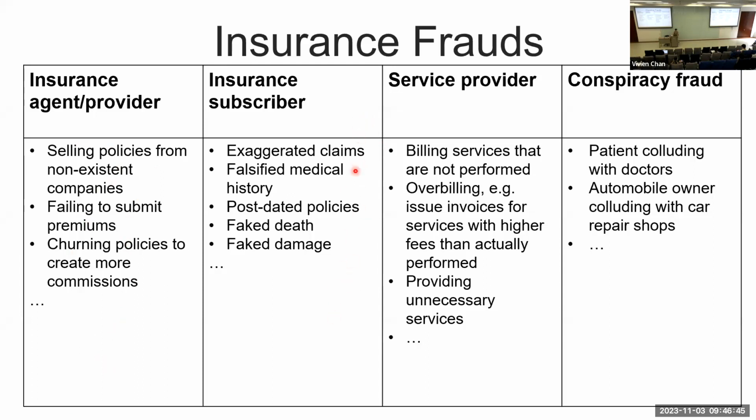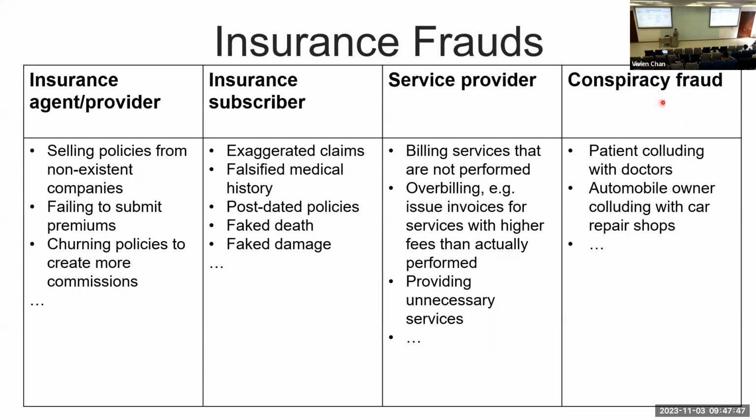The other one is about the insurance subscriber. These are more easily understood. Usually it will be some exaggerated claim. Say for example, your car got some very slight damage, and then you exaggerated the damage. Or you fake your medical history. In a very extreme case, maybe you fake your death in order to get the life insurance. Regarding the service providers, the very common way is overbilling, or providing some unnecessary services. Say for example, if you go to see a doctor, the doctor may prescribe some medication which is not necessary in your case in order to get higher pay.